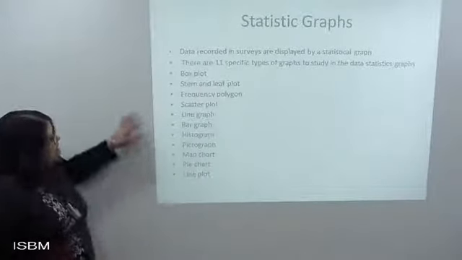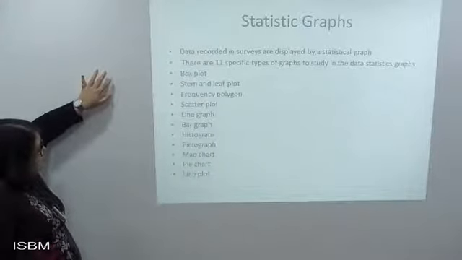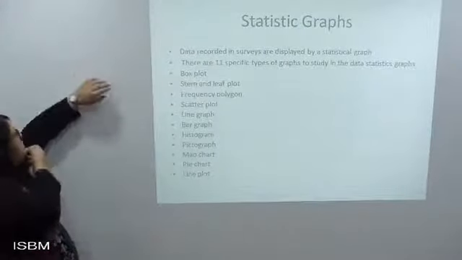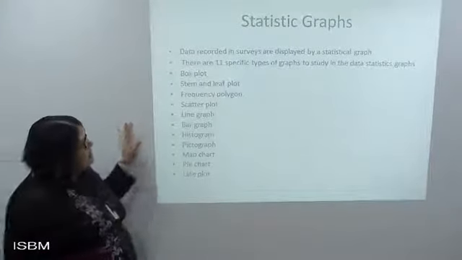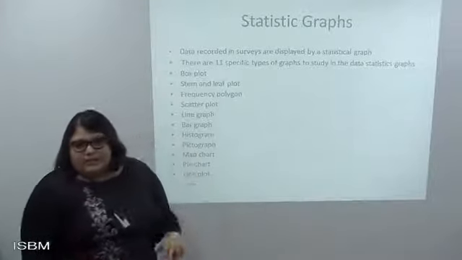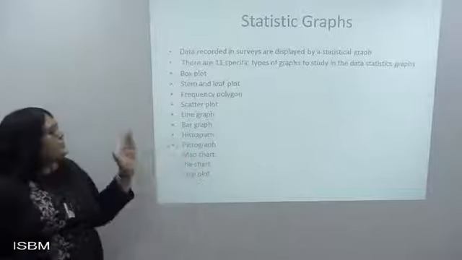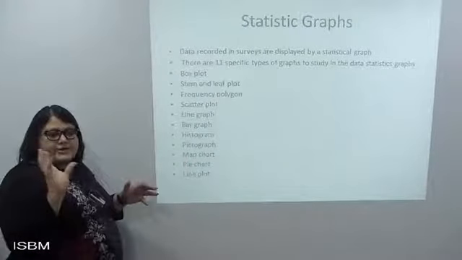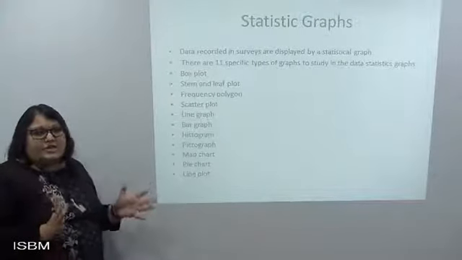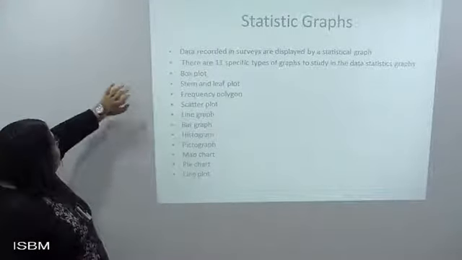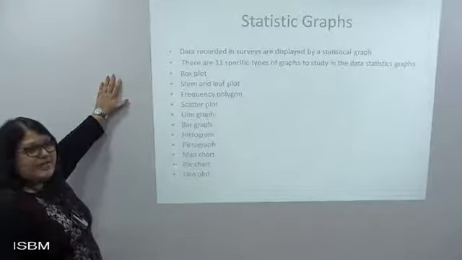The next is the statistical graphs. Now we'll not discuss all of these graphs, but we'll discuss some of these graphs. The data recorded in surveys are displayed with the help of a statistical graph. Statistical graphs are essential because they lead you to know how a particular graph needs to be represented. So, basically, there are 11 types of statistical graphs.